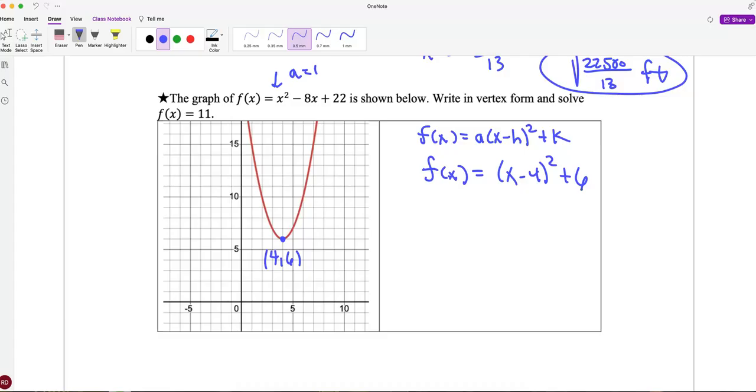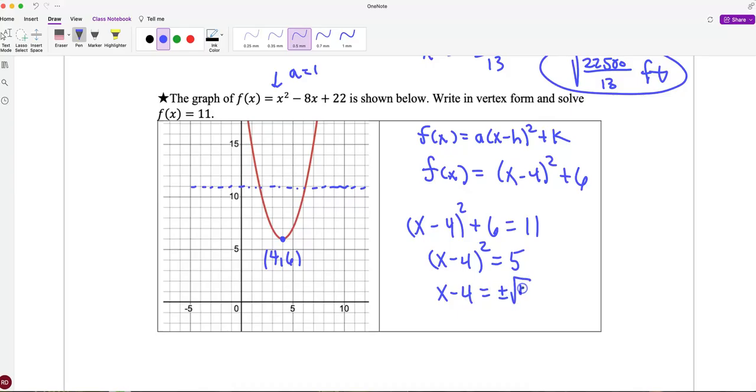Solve when this thing is equal to 11. So (x minus 4) squared plus 6 equals 11. That's where the y value is equal to 11. I expect to get two answers. Okay, so subtract 6 from both sides. (x minus 4) squared equals 5. Take the square root of both sides. x minus 4 is plus or minus the square root of 5. Add 4 to both sides. 4 plus or minus the square root of 5. Now that's your exact answer.